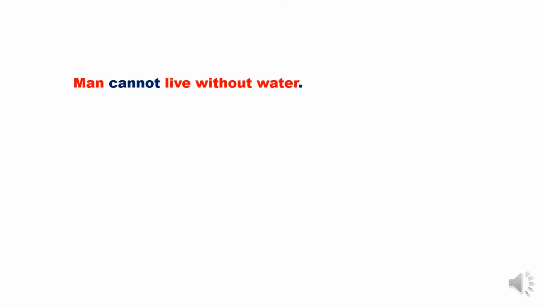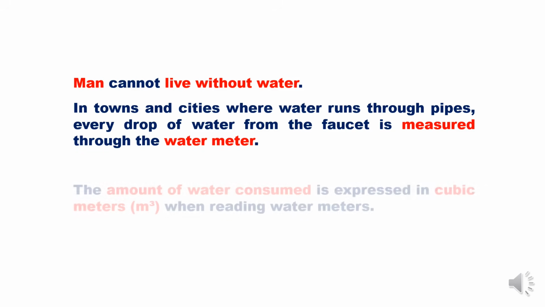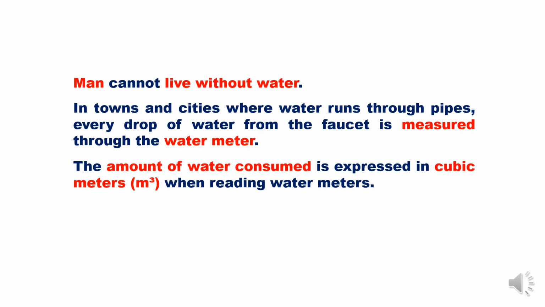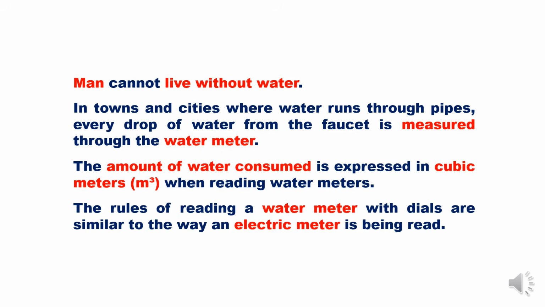Man cannot live without water. In towns and cities where water runs through pipes, every drop of water from the faucet is measured through the water meter. The amount of water consumed is expressed in cubic meters when reading water meters. The rules of reading a water meter with dials are similar to the way an electric meter is being read.